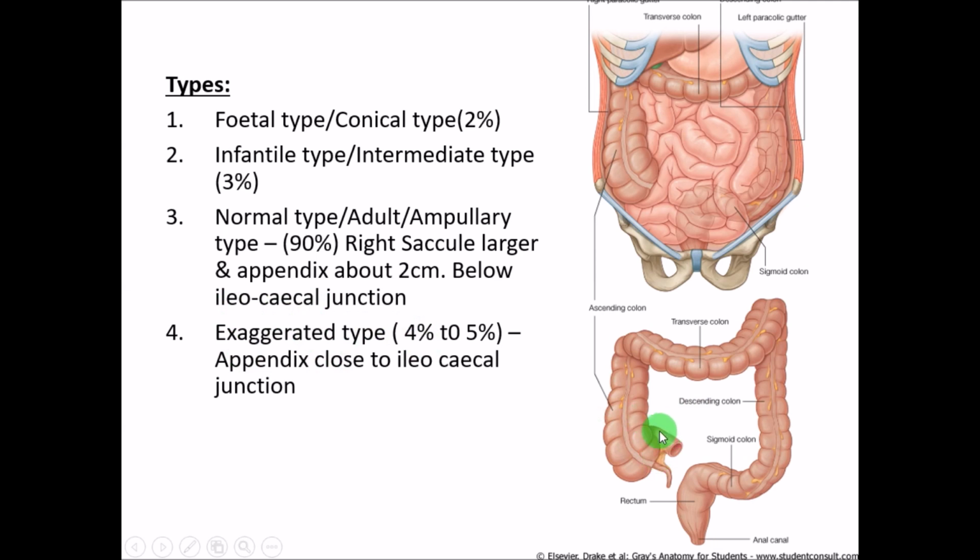Okay, so these are the 4 types of the cecum. One is called the fetal type, also called the conical type. The second is the infantile type, also called the intermediate type. The third is the normal type, which is also called the adult type or ampullary type, which is present in almost 90% of the cases. And the fourth is called the exaggerated type. Okay.